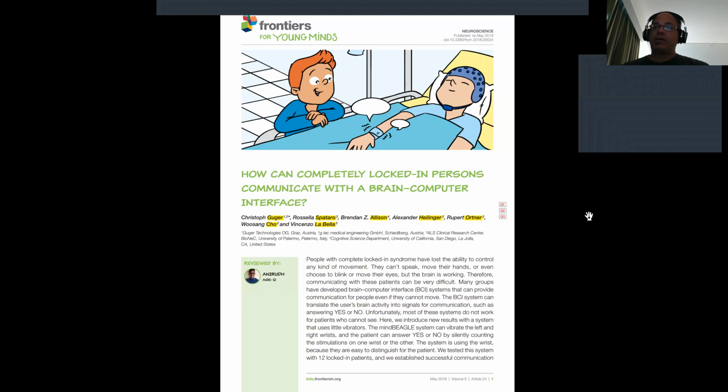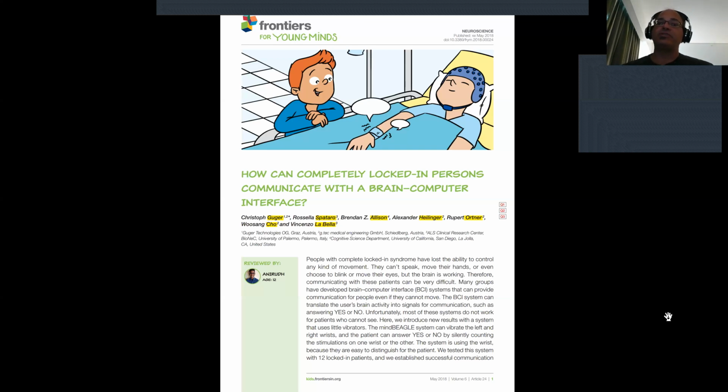Now, when we say communicate here, both in the title and in the article, you notice that we're providing very limited communication. That is, they can only answer yes or no. This system does not allow people to spell or move robots around or other sorts of things that other brain-computer interfaces can do. This is just a simple introductory type of system. And once you have this capability to answer yes or no, you can, of course, get into more complex things. You can make rudimentary spellers just by saying yes or no over and over again. But that wasn't really the main goal of what this system was.